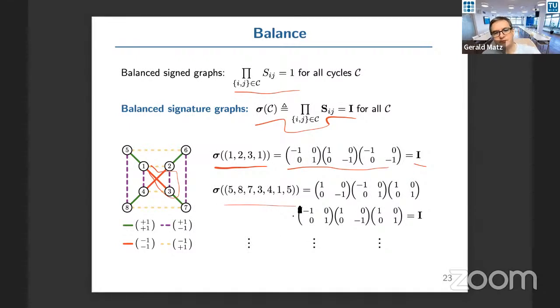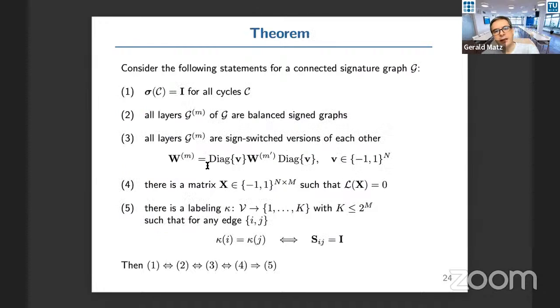Okay. Now, again, enumerating all the cycles might be a little bit undesired. And fortunately, we were able to extend the insights that exist for signed matrices to this multidimensional setting. So there's again actually equivalent conditions for balanced signature graphs that are shown here.